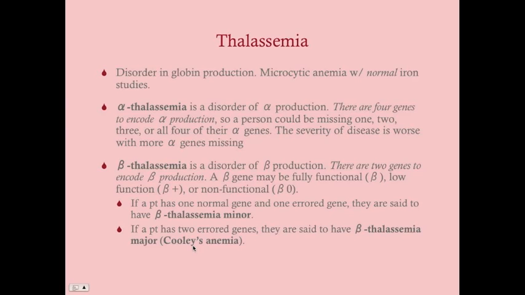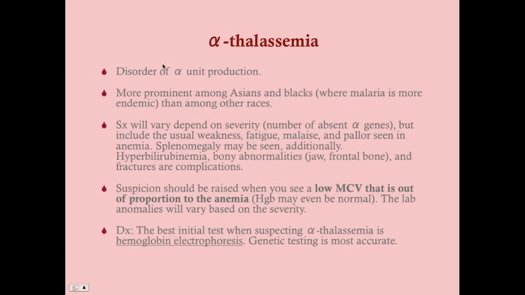Okay, so let's go back to alpha thalassemia. What is it? Remember, disorder of alpha unit production. Alpha thalassemia tends to be more prominent among Asians and blacks, and the thought is because alpha thalassemia trait is protective against malaria, just like sickle cell disease. So Asians and blacks are more likely to have alpha thalassemia than other races.